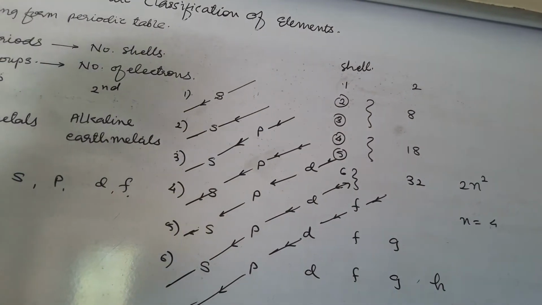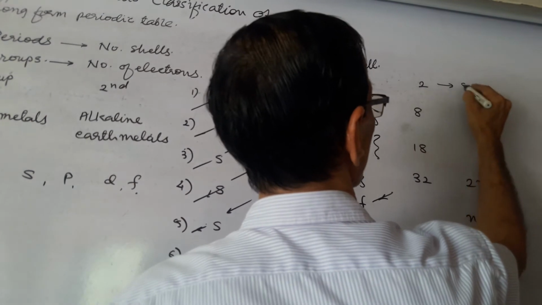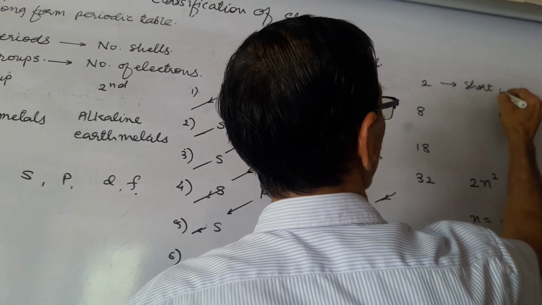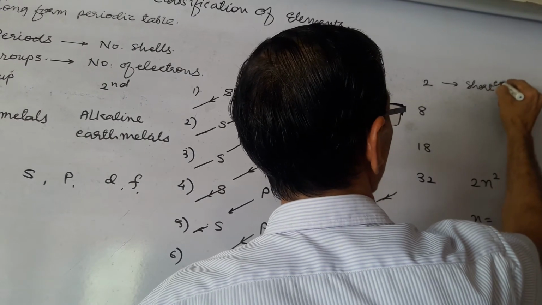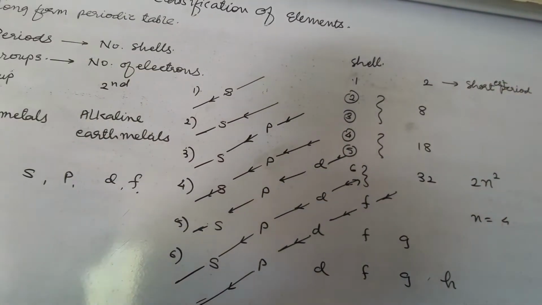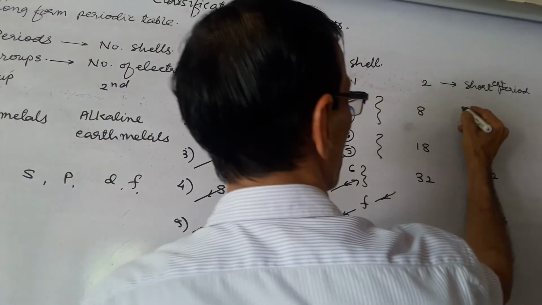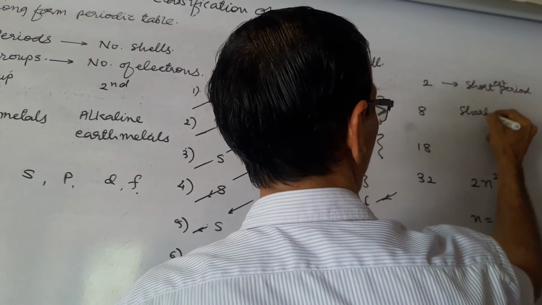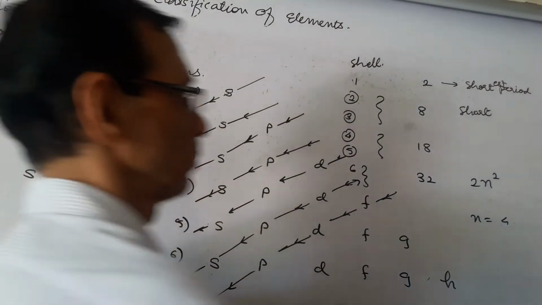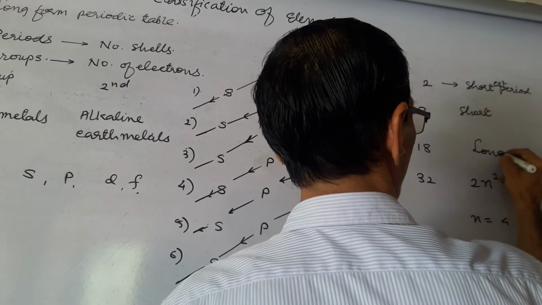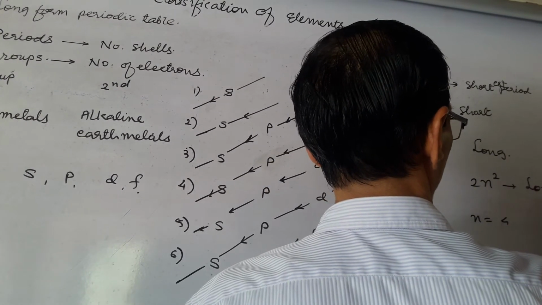So you find that the first period has only 2 elements, and therefore it is called the shortest period. First period, 2 elements. Second and third are short periods because only 8 elements are there. Fourth and fifth are long, and 6 and 7 are longest. You can see longest.